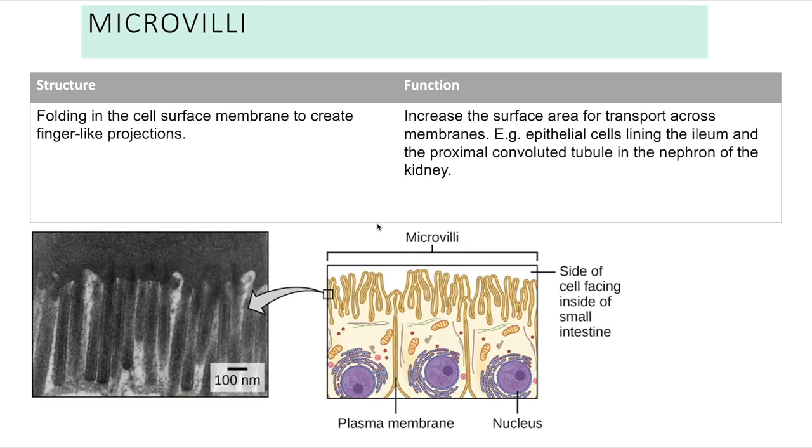Microvilli, again, aren't on every single cell, but some cells do have microvilli, and these are folding in the cell surface membrane to create these finger-like projections. And the function of this is it increases the surface area for transport across the membrane. So, for example, the epithelial cells lining the ileum have microvilli, and that increases the surface area to maximise the absorption of molecules like glucose and amino acids after digestion. Also, within the proximal convoluted tubule in the nephron of the kidney, there are microvilli to increase the surface area to maximise the reabsorption of glucose.